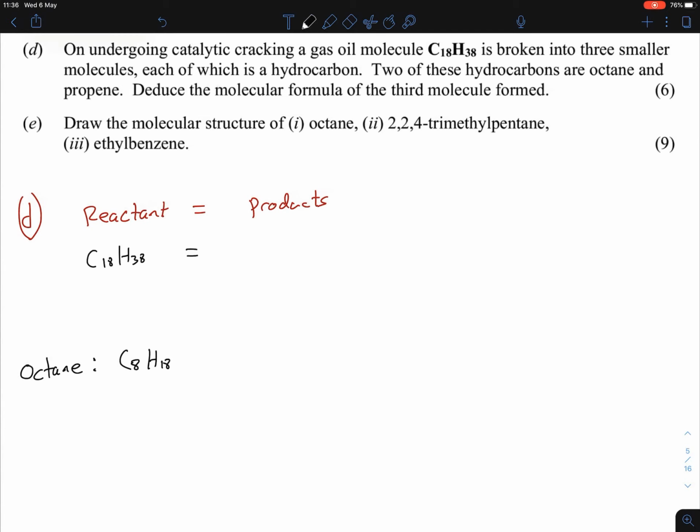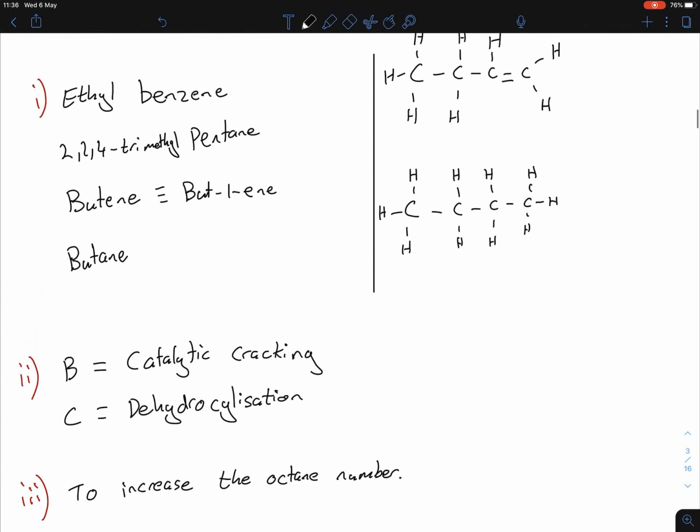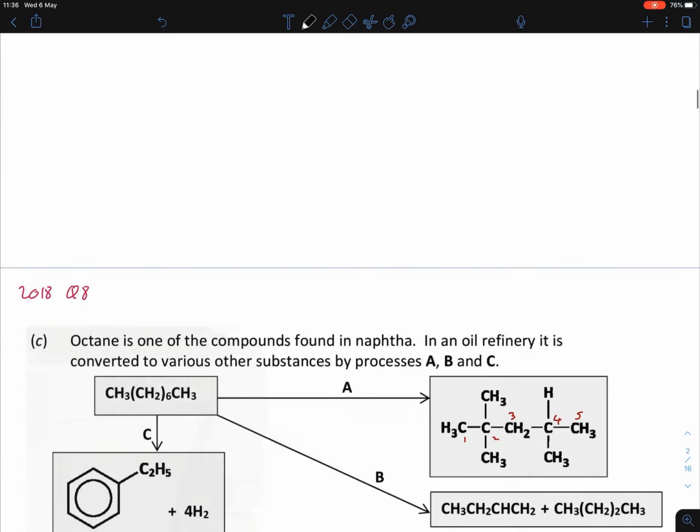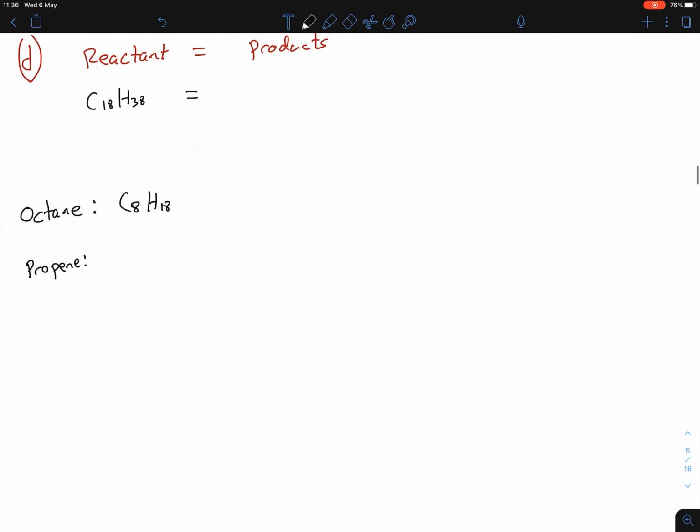Next was, let me see, propene. It's actually very similar to one that we did previously. I'm just going to have a quick peek at that one, see if it's almost identical to it. Was that one? No, it was over here. Yeah, so it's almost identical to it. Cool.